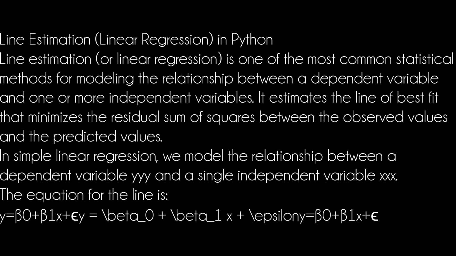Line estimation, or linear regression, in Python. It is one of the most common statistical methods for modeling the relationship between a dependent variable and one or more independent variables. It estimates the line of best fit that minimizes the residual sum of squares between the observed values and the predicted values.